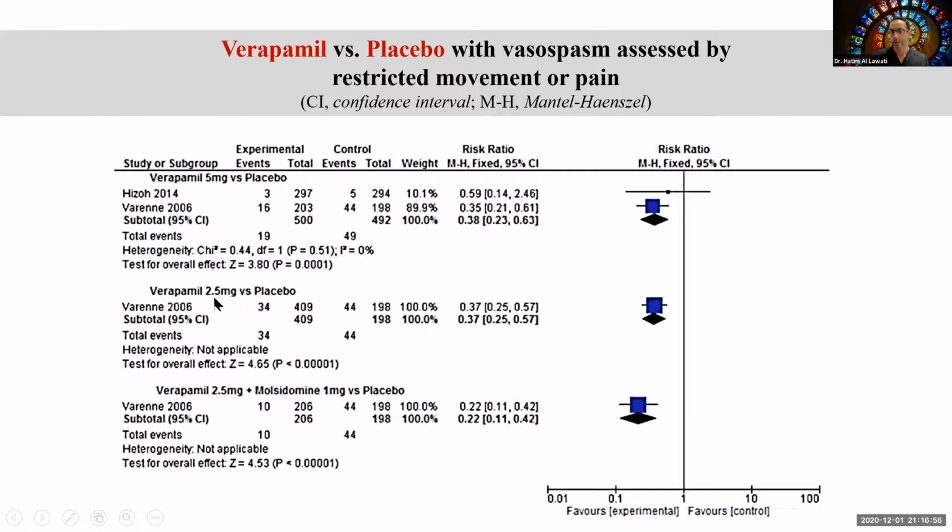If you use 2.5 milligrams of verapamil, you still get a significant reduction. And when you combine verapamil with a vasodilator, you seem to get a better effect. So that's when you compare verapamil with placebo and you assess spasm by subjective measures, restricted movement or pain.